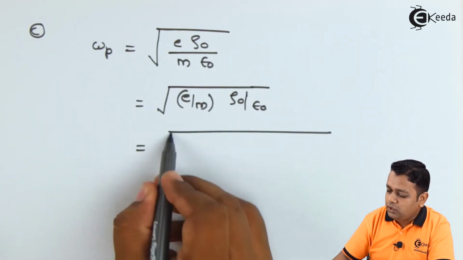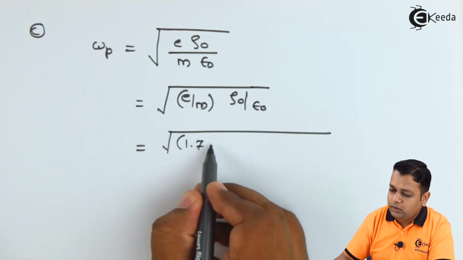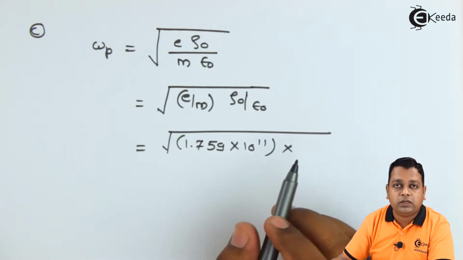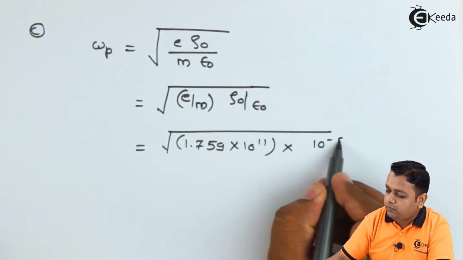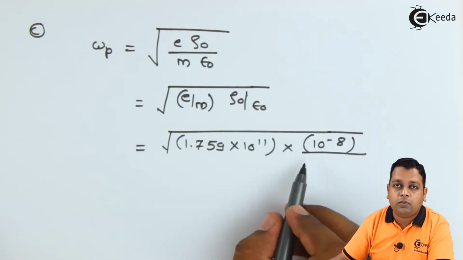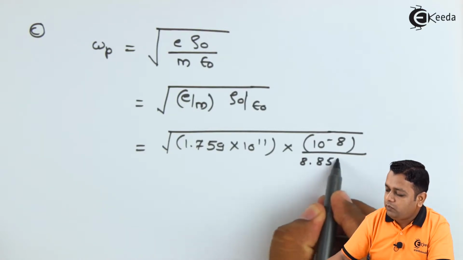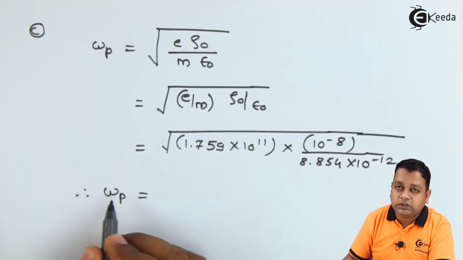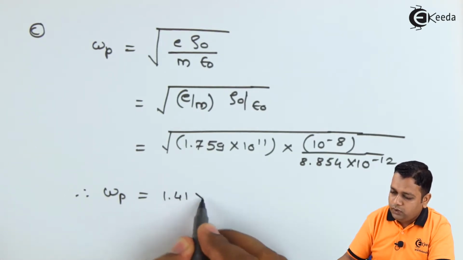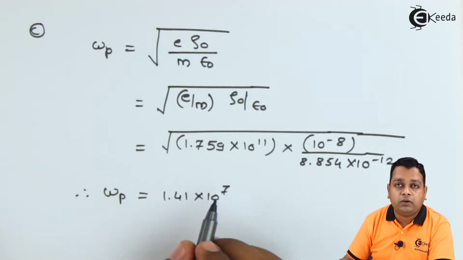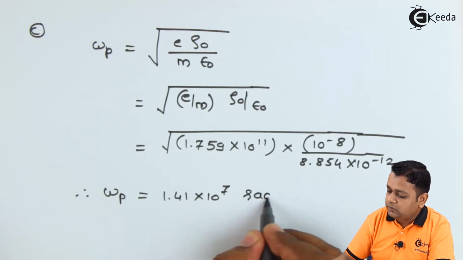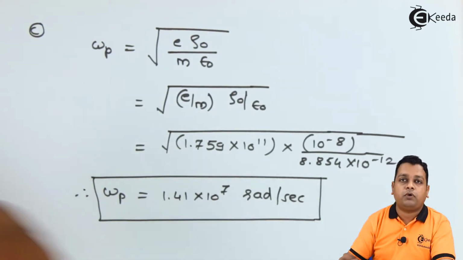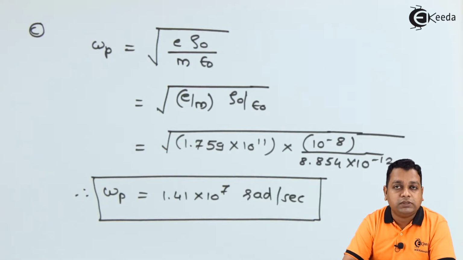Therefore, it becomes the square root of the e by m value, that is 1.759 times 10 raised to power 11, multiplied by the rho 0 value, that is the charge density of DC electron, 10 raised to power minus 8 as per the given statement, divided by epsilon 0, that is 8.854 times 10 raised to power minus 12. So finally, the plasma frequency omega sub p is equal to 1.41 times 10 raised to power 7. The plasma frequency is always measured in radians per second, so we provide that unit and outline this answer. This way, in problem statement number 2 for multicavity klystron, the plasma frequency is also determined.